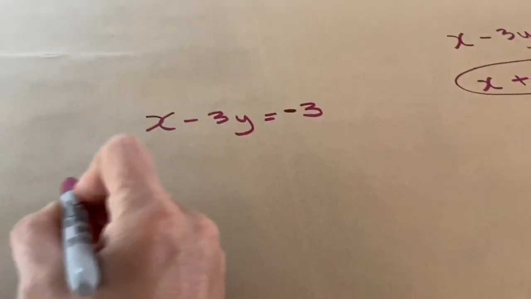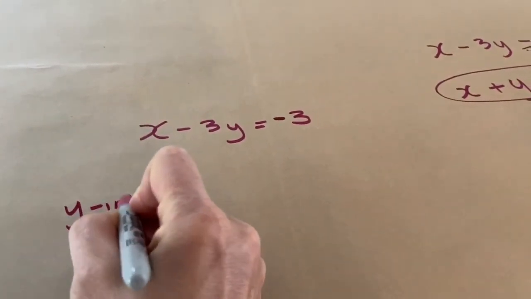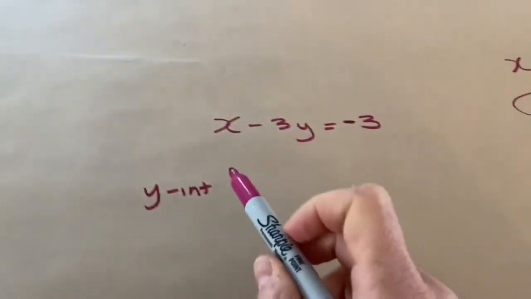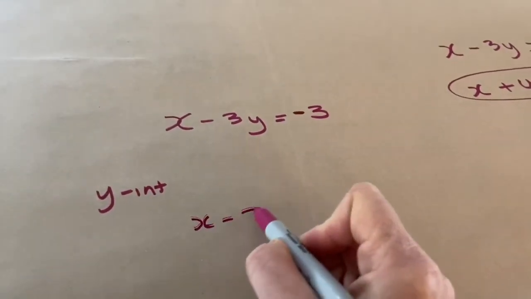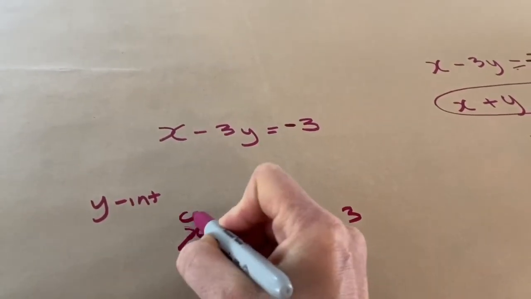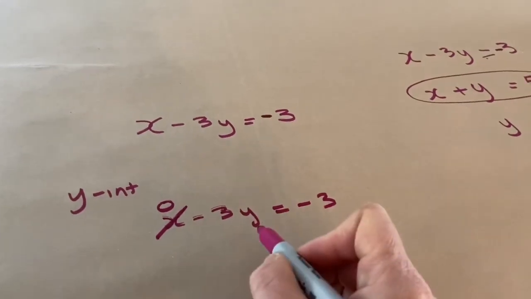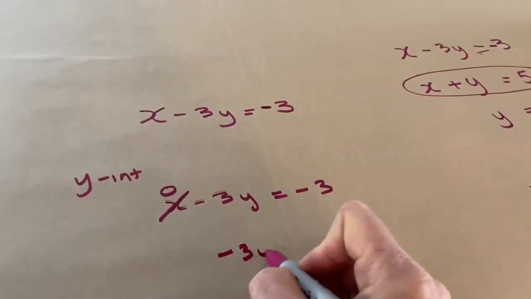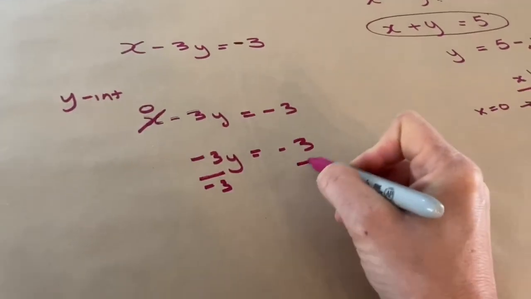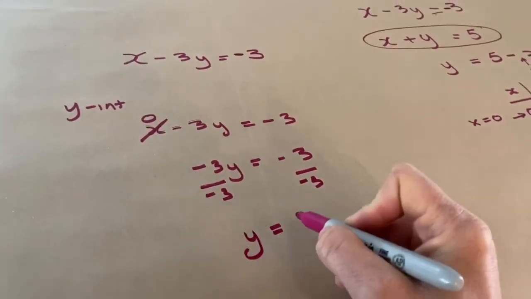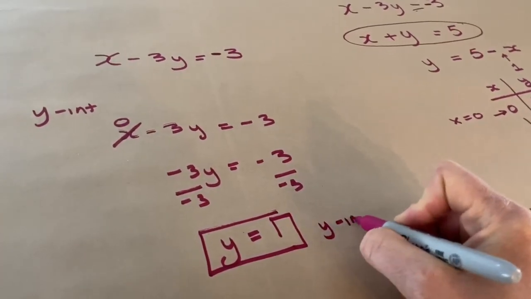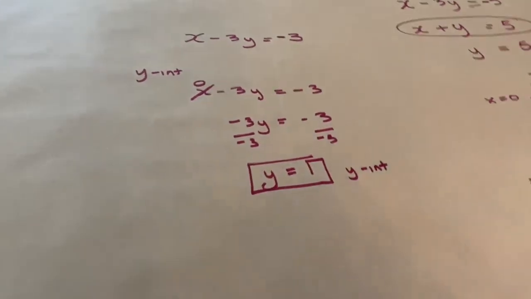Okay, let's first find the y-intercept. And we know that when we're looking for a y-intercept, x is equal to 0. So in the equation, I write the equation down, and this right here becomes 0. So I have 0 minus 3y is equal to minus 3, which is basically minus 3y is equal to minus 3. I'm going to divide by minus 3 on both sides. My y is equal to 1. This is my y-intercept.